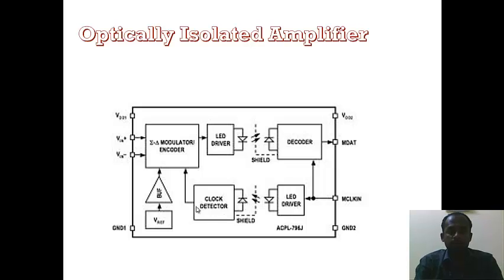Now the optically isolated amplifier. In the optically isolated amplifier, you are passing the signal in an optical manner. That is the difference between these two isolation amplifiers. If you see here, an encoder is being used, which gives a signal to the LED driver. The LED produces signals to this photodiode. The photodiode takes the signal to the decoder. The decoder takes the signal to this common point. From this point, it is taken to the LED driver again, which produces signals to this photodiode, the clock detector. According to the signal from this photodiode, clock signals will be produced to the encoder. That is the basic function of this circuit.